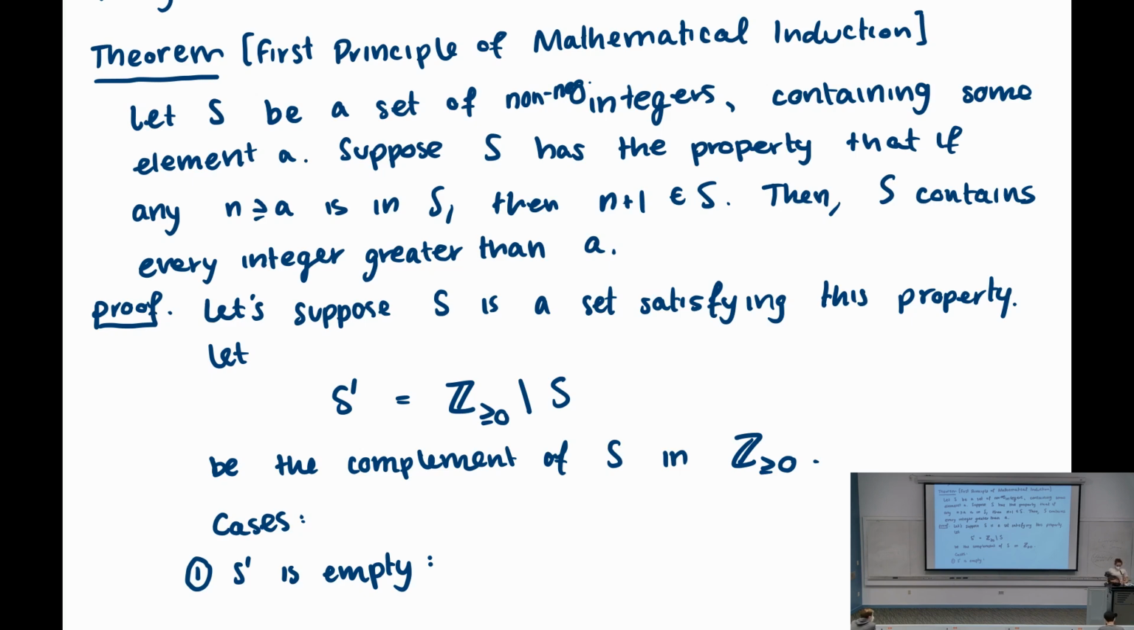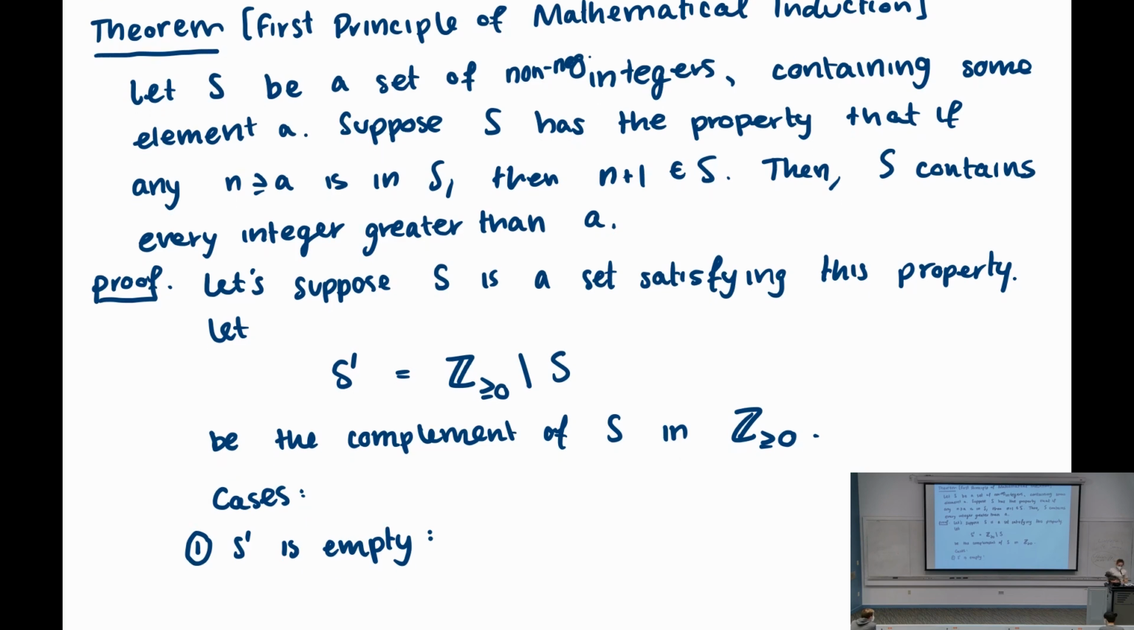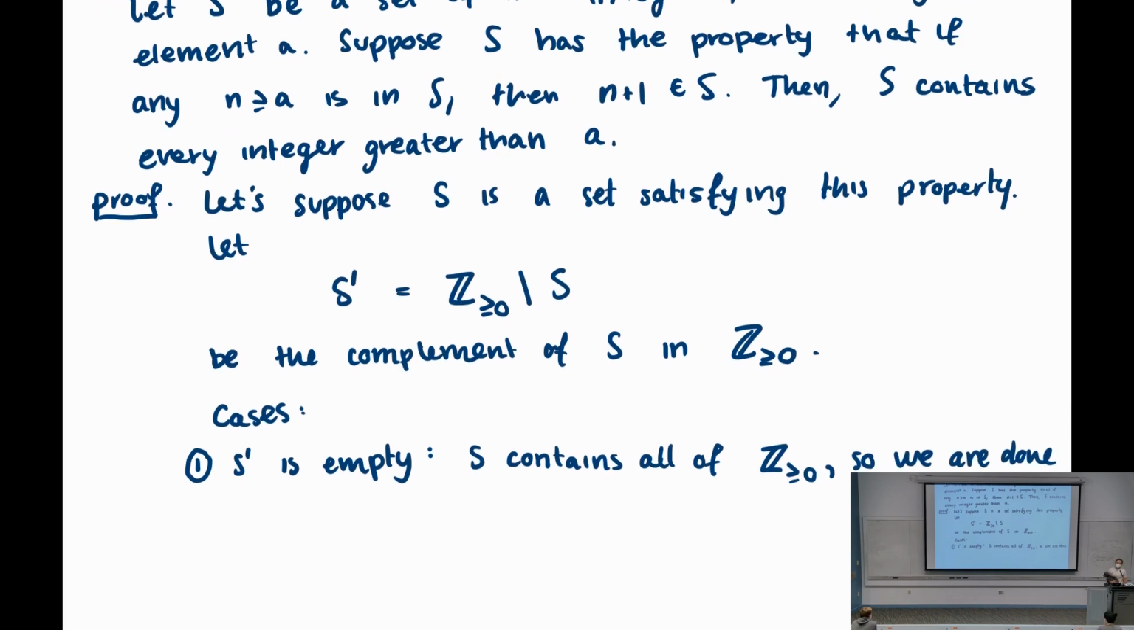Okay, so if S prime is empty, then what does that mean? That means that S contains all of the integers greater than or equal to 0. And so in particular, it then also contains every integer greater than or equal to A, and so we're done. Okay, so if S prime is empty, then the proof is complete.